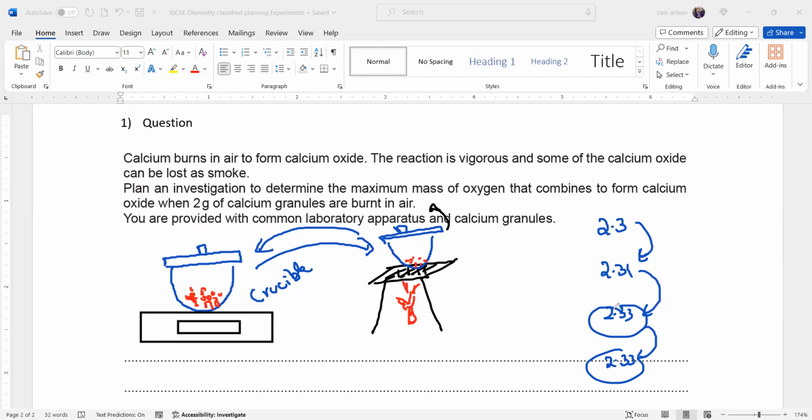Then how will I know the maximum mass of oxygen which has reacted with calcium? We take the difference: the final mass minus the original mass will give us how much oxygen has reacted. So that's how we plan this experiment. Is it clear till this point? Any doubt in this?